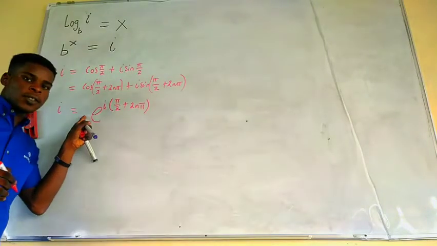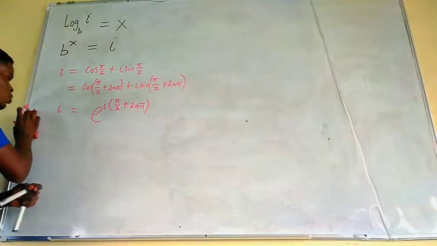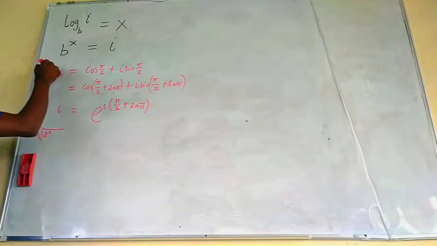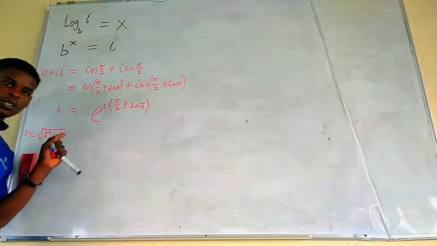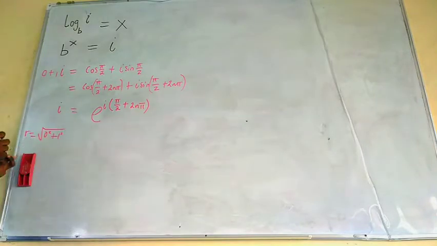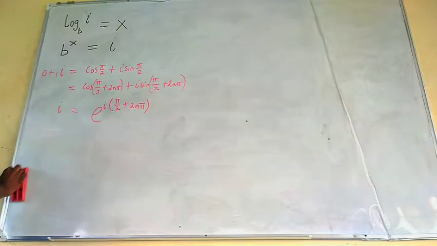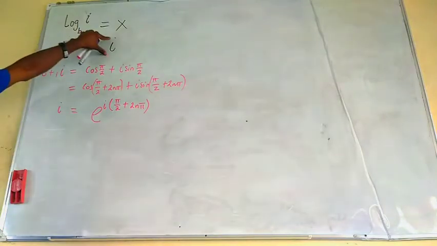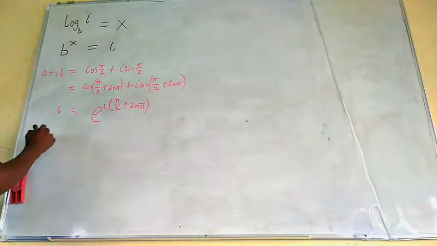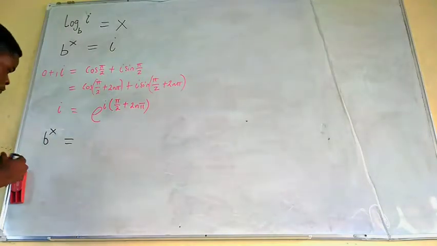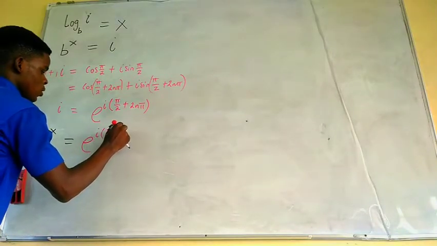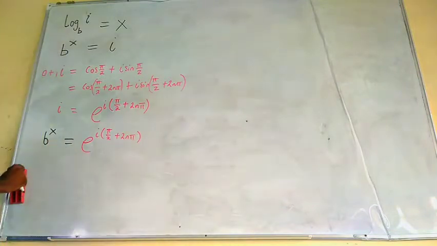And besides, the coefficient of this e is actually the modulus, and the modulus is R equal to the square root of the real part, which is 0 squared, plus the imaginary part, which is 1, squared. So 1 squared is just 1, and the square root of 1 is just 1. So the constant multiplier there is just 1. So i can be written as this, and in place of i, I'm going to write the whole of this. I'm going to have b to the x power is equal to e to the i times pi over 2 plus 2n pi.